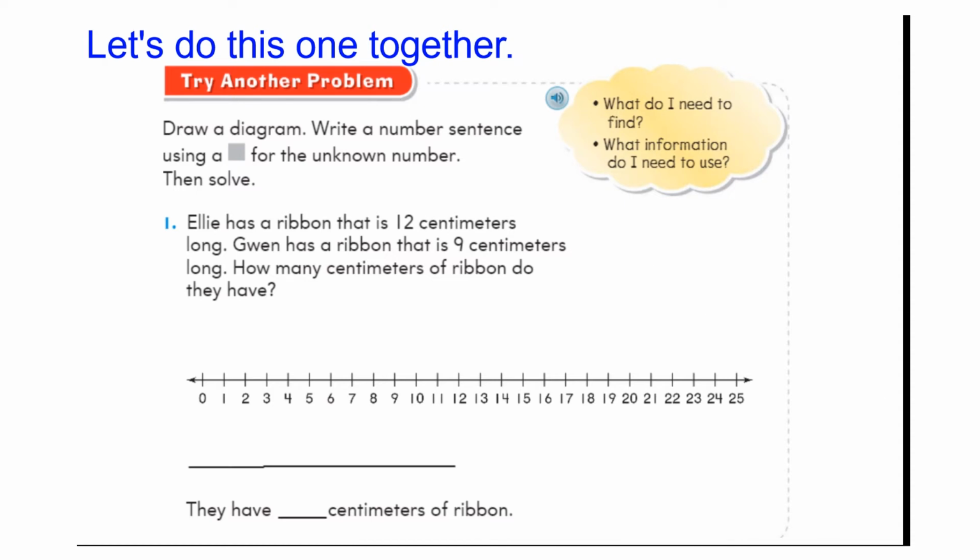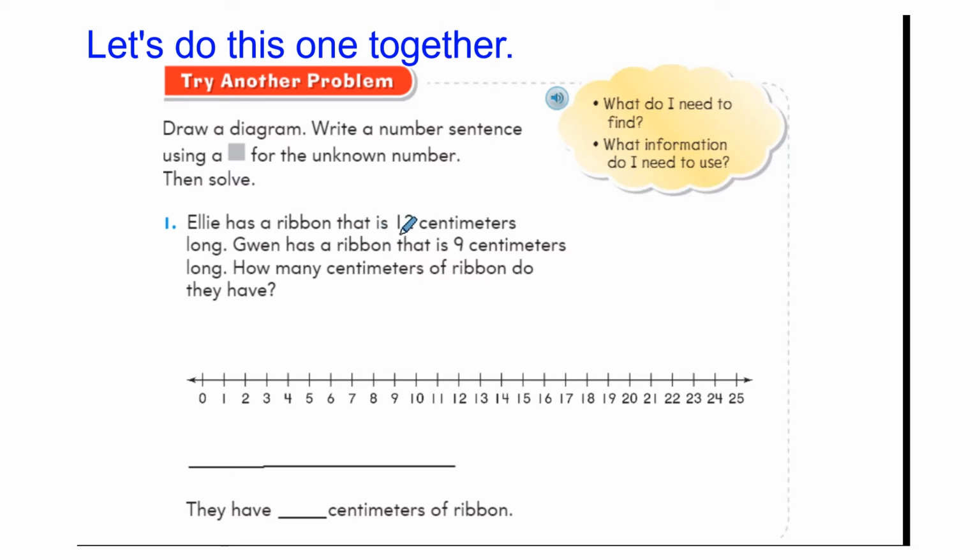Okay, so it says draw a diagram. Well, the diagram is already here. It's already written for us, but if you would like to draw one on your paper or your whiteboard, just hit pause so you can draw a number line here to 25. And then we're going to write a number sentence using a box for the unknown number.